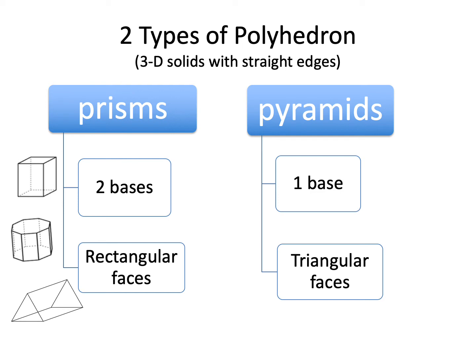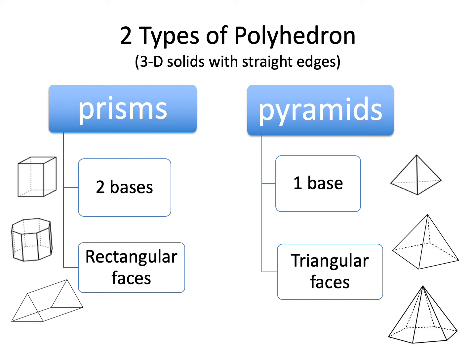And this is a triangular prism. We know that this is a prism because it only has 2 triangle bases. If it had more than 2 faces, it would have to be a pyramid. But because it has 2 triangular bases, we know it must be a prism with rectangular faces. Pyramids, on the other hand, have 1 base and triangular faces. This is a triangular pyramid. This is a square-based pyramid and a hexagonal pyramid. Pyramids come to a point.